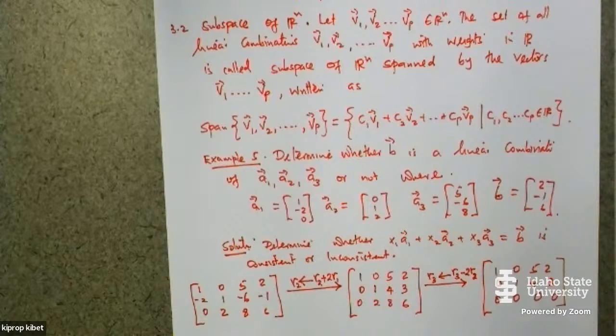If we have the free variable, then it means we have infinitely many solutions, right? We have infinitely many solutions. Therefore, we are able to get a solution of this. If we are able to get a solution, then the linear system is what? Is consistent.